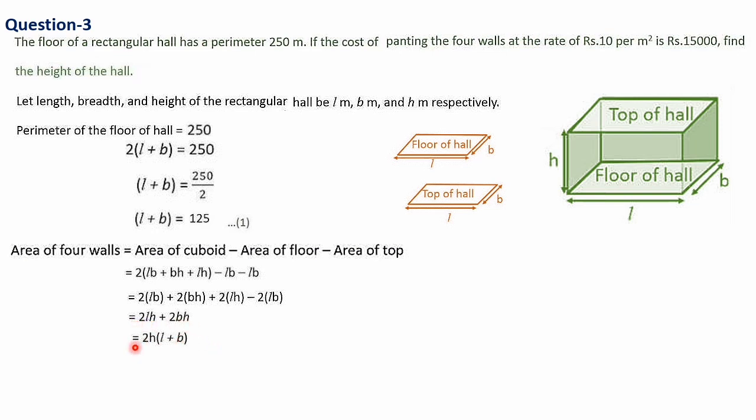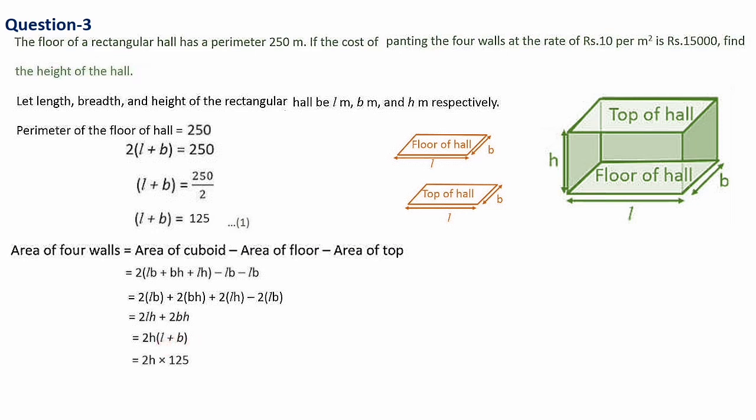This is actually a common formula we used to study. Instead of writing these 4 steps for the area of 4 walls, you can learn it by heart or use the formula directly. It's not a problem. 2H into (L plus B) is the lateral surface area of the cuboid. So you can write 2H into (L plus B) directly, or else do this derivation also and calculate. Whichever is convenient for you, you can do that.